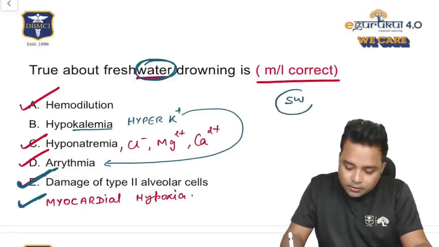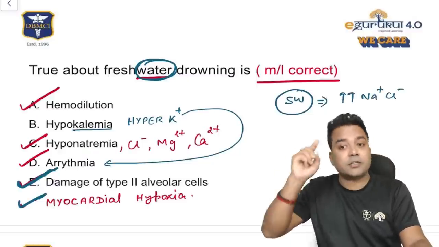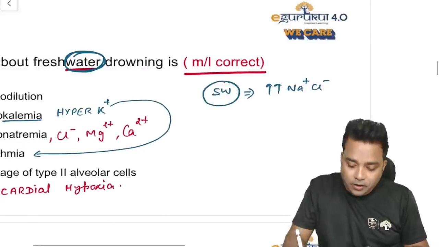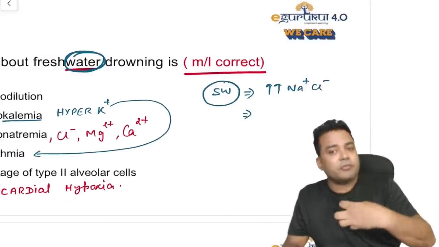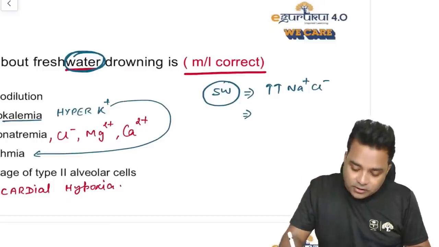In salt water, there will be a moderate rise of sodium and chloride, because some of the sodium and chloride present in salt water diffuses inside the vascular compartment. In salt water, the movement will be away from the vascular compartment. So this will create a hemoconcentration picture, as a result of which levels of magnesium and calcium will all be raised.